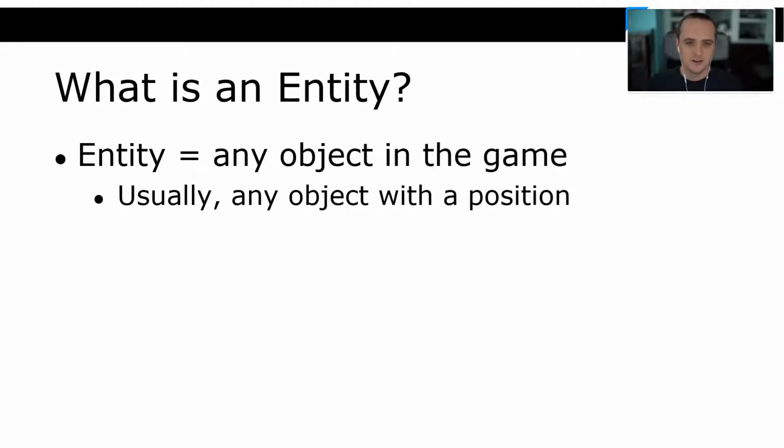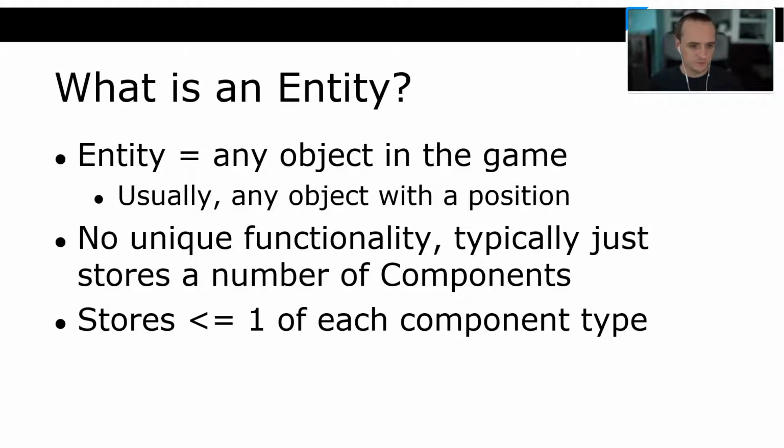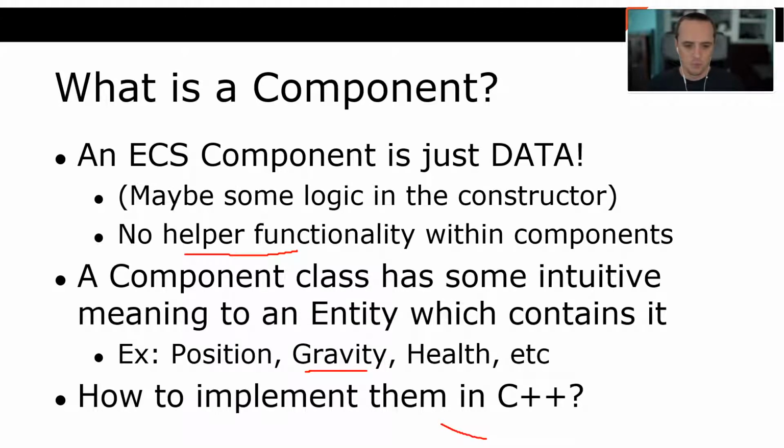So an entity then is any object in the game. There's no unique functionality on an entity, okay? The only functionality on an entity, which we'll see, is being able to destroy it. And it just stores components. That's it. An entity, in implementation, is just storing components. And it's going to store, at most, one of each component type. So an entity will have, at most, one gravity component, at most, one position component, at most, one health component.